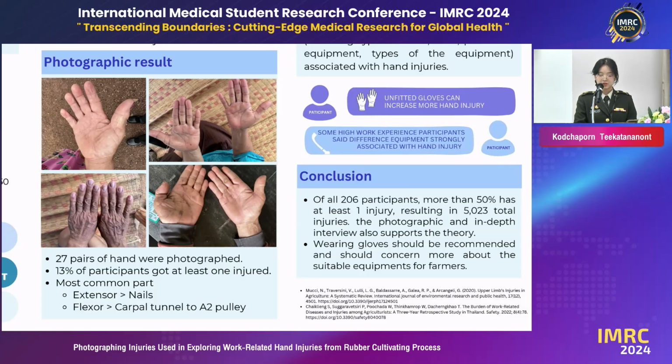resulting in 5,023 total injuries. The photographs and the in-depth interviews also support this theory. Wearing gloves should be recommended because they can decrease hand injury by around 50%, and there should be more concern about suitable equipment for the farmers. Thank you for your kind attention.